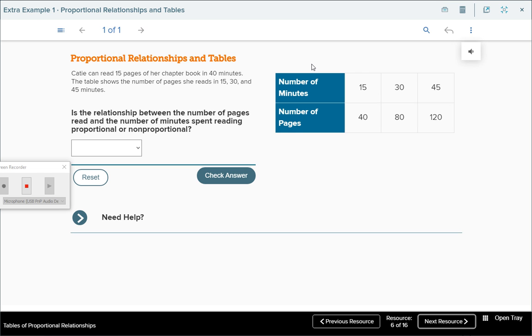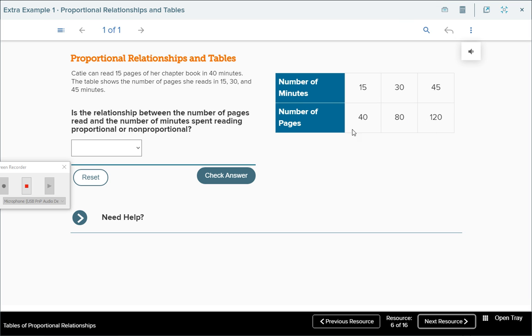Katie can read 15 pages of her chapter book in 15 minutes. The table shows the number of pages she reads in 15, 30, and 45 minutes. Okay. So what is this saying? That she can read 15 pages of her chapter book in 40 minutes. So every 40 minutes, how much does she read? So after 80 minutes, she should have read 30 pages. After 120 minutes, she read 45.